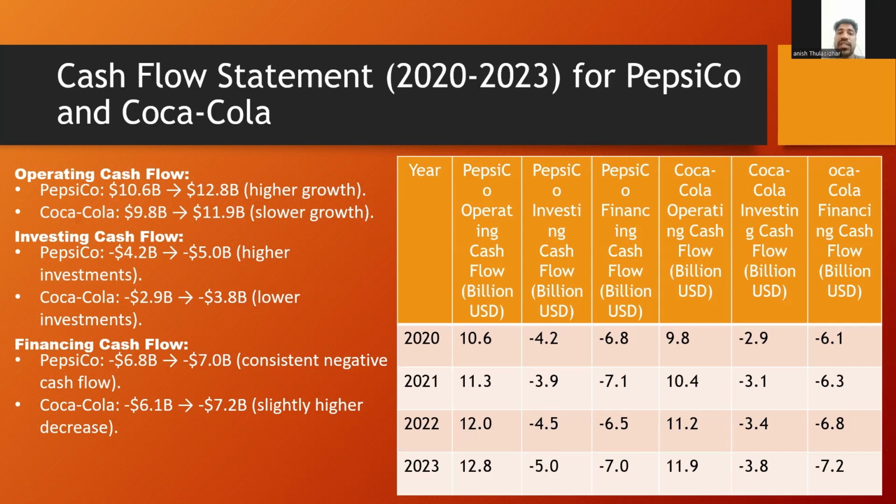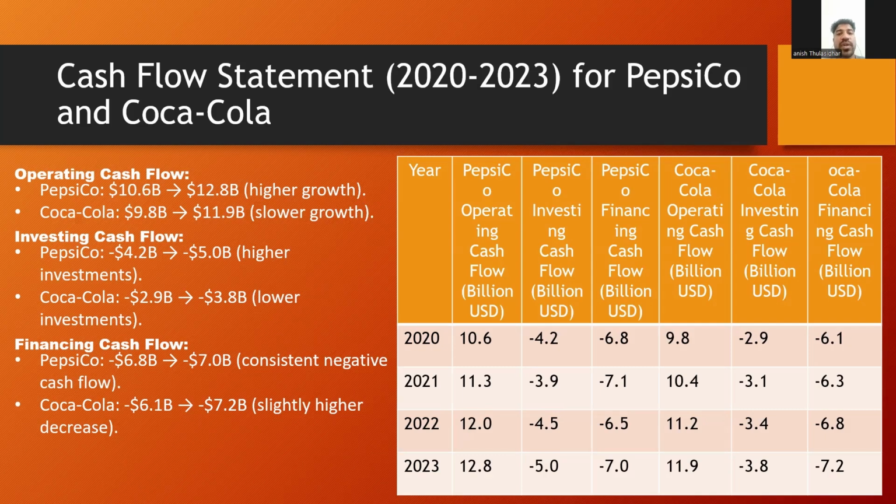Financial cash flow. Financial cash flow includes activities like borrowing money or paying dividends to shareholders. PepsiCo's financial cash flow was between $6.8 billion to $7 billion, balancing reinvestment with shareholder returns. Coca-Cola's financial cash flow ranged from $6.1 billion to $7.2 billion, focusing more on steady dividends for investors.